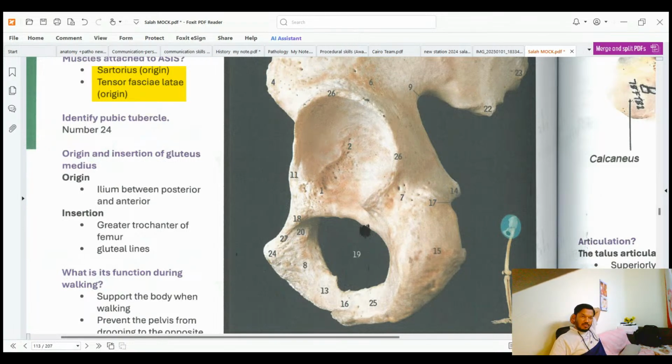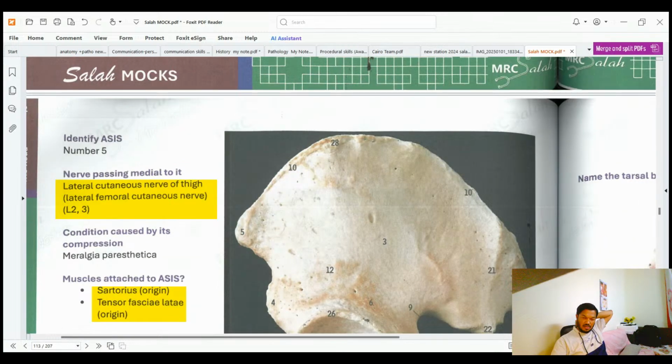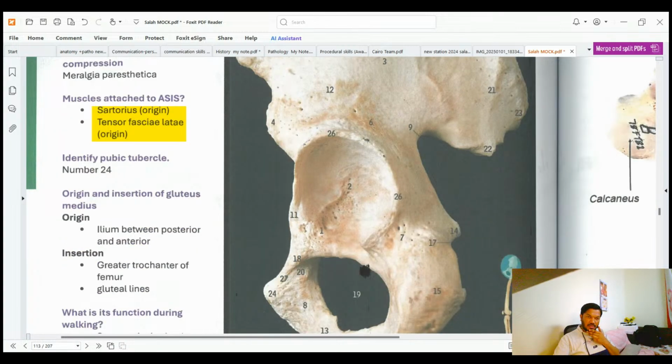Okay. Origin and insertion of the gluteus medius. Number 21 is the posterior gluteal line and this is the anterior gluteal line. In between these is the origin of gluteus medius, from the ilium between the anterior and posterior gluteal lines. The insertion is into the greater trochanter of the femur.